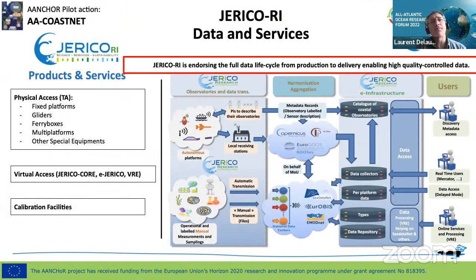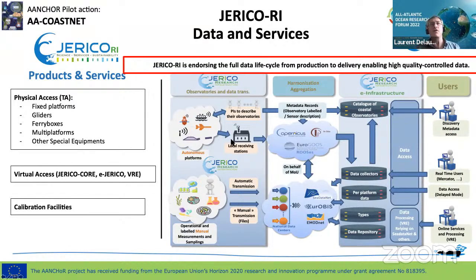For the second workshop, I would like to describe how the JERICO Research Infrastructure is trying to improve the data and services that it provides. In terms of products and services, we are proposing physical access to our fixed platforms, gliders, ferry box, some multi-platform initiatives, and other special equipment. In terms of transnational access, these are accessible through various calls. We also have calibration facilities available, and a third sort of product and service, on which I'm going to insist a little, is the virtual access, what we call JERICO-RI and e-JERICO.